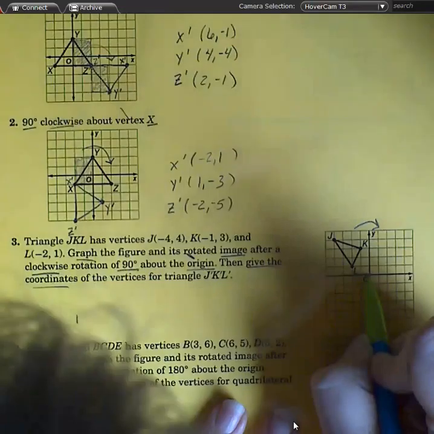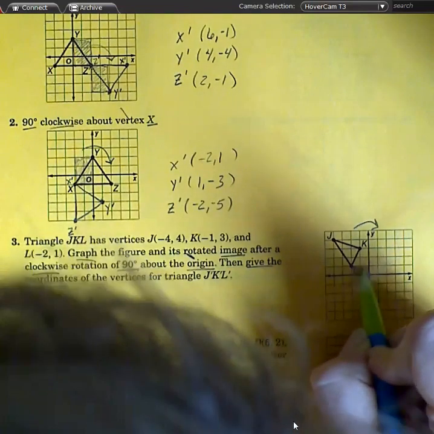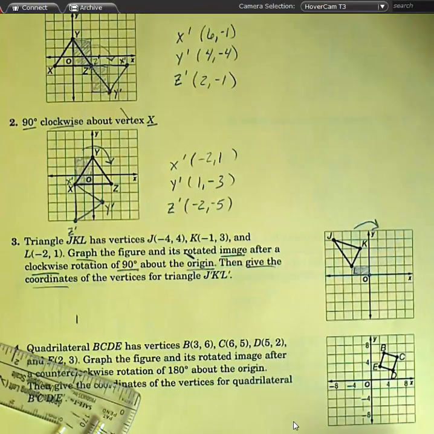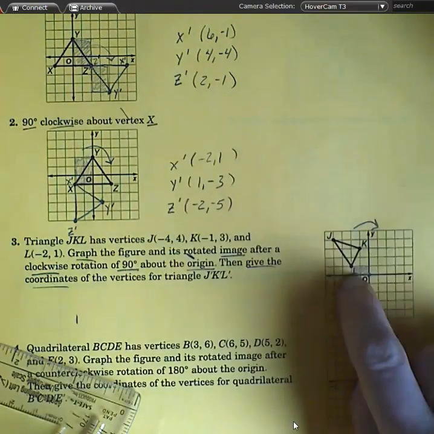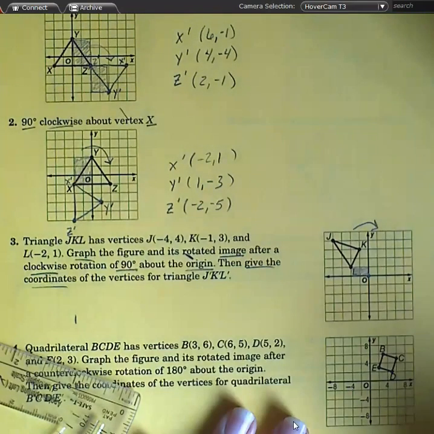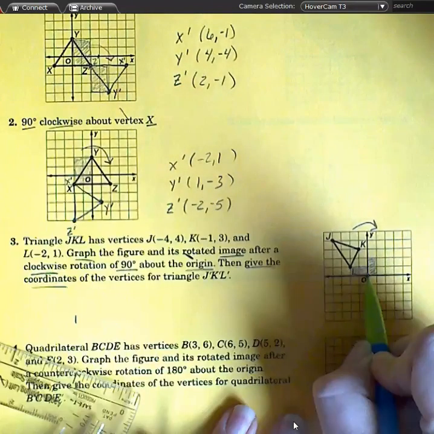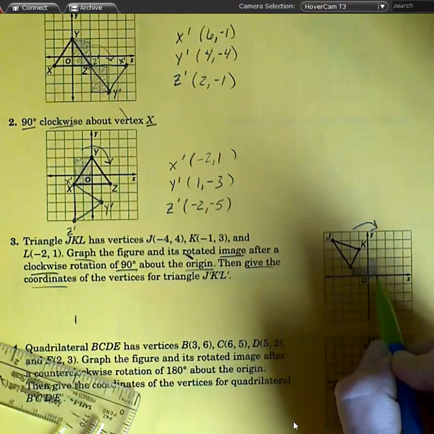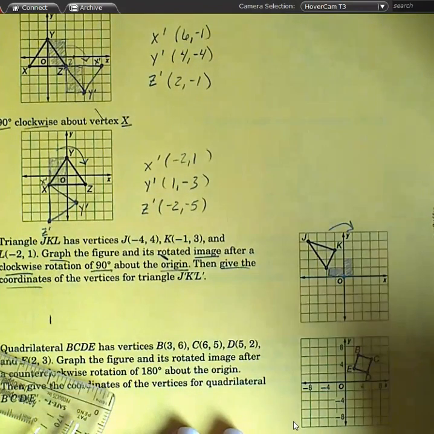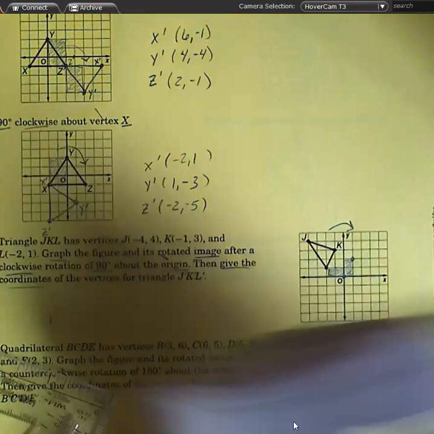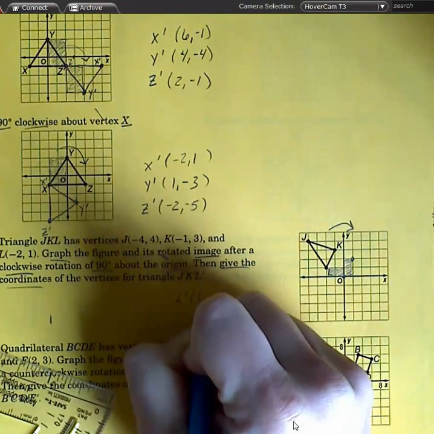Let's start with L. It is 2 spaces this way and 1 space this way. So if I take this and I rotate it, where does L prime end up? Because that would have to stay there, so it would turn it up. Where does L prime end up? Yes. L prime will be at 1, 2.